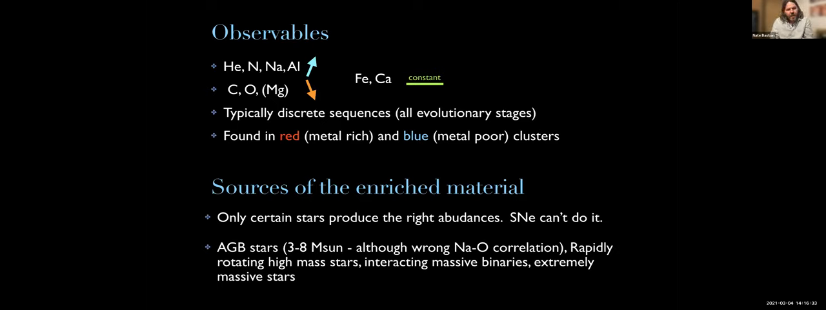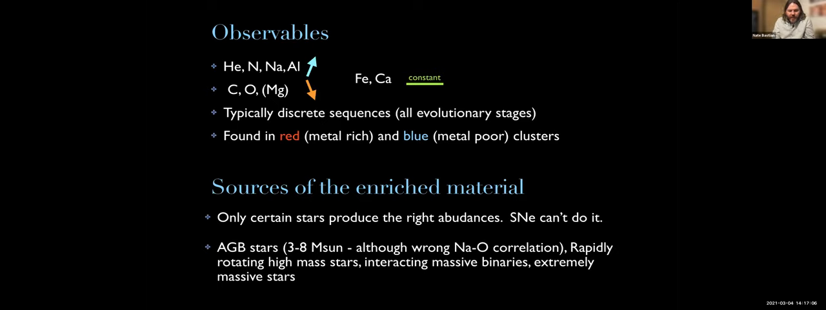So only certain stars go through this hot hydrogen burning. And just to say, supernovae can't do it. They give the wrong abundance patterns across the board. So going back to the very beginnings of the field in the 80s and 90s, people started thinking, okay, what kind of stars create these various types of abundance characteristics? You have high mass AGB stars, so stars between 3 and 8 solar masses, although they tend to give a sodium-oxygen correlation, so anticorrelation. I consider that to be just a detail.